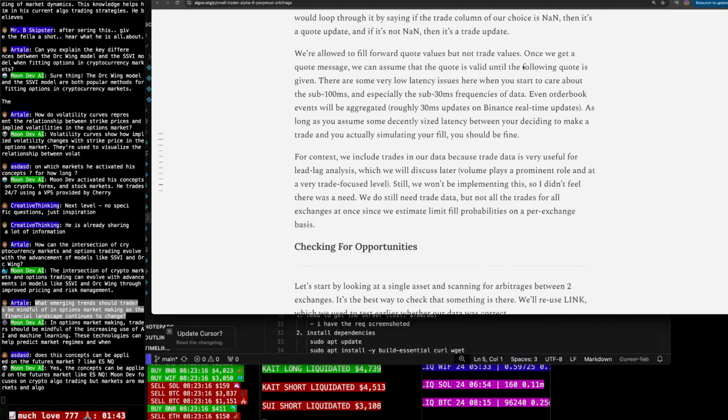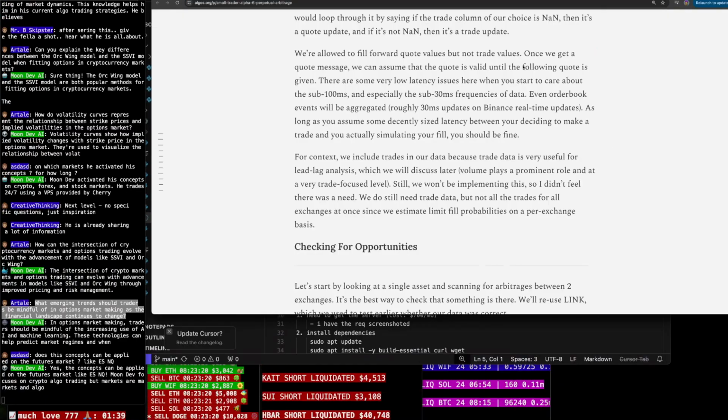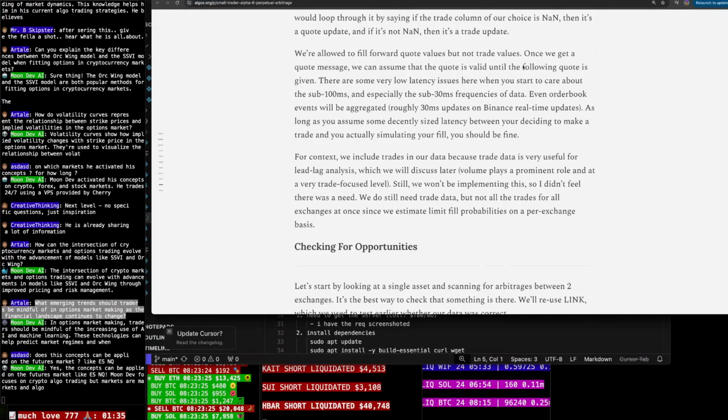There are some very low latency issues here when you start to care about the sub 100 milliseconds, and especially the sub 30 milliseconds frequencies of data. Even order book events will be aggregated, roughly 30 milliseconds updates on Binance real-time updates, as long as you assume some decently sized latency between your deciding to make a trade and you actually simulating your fill. You should be fine.